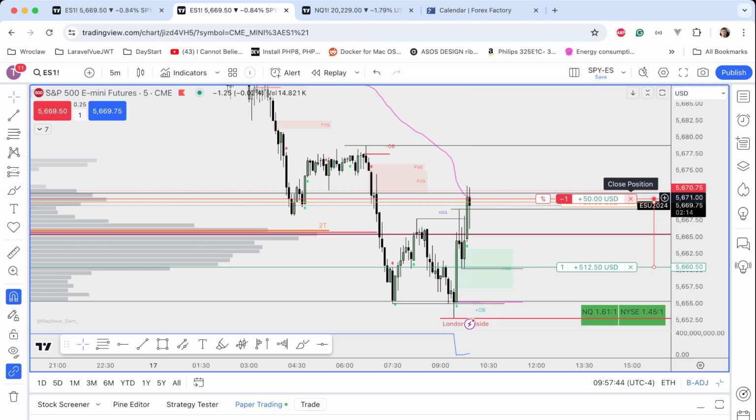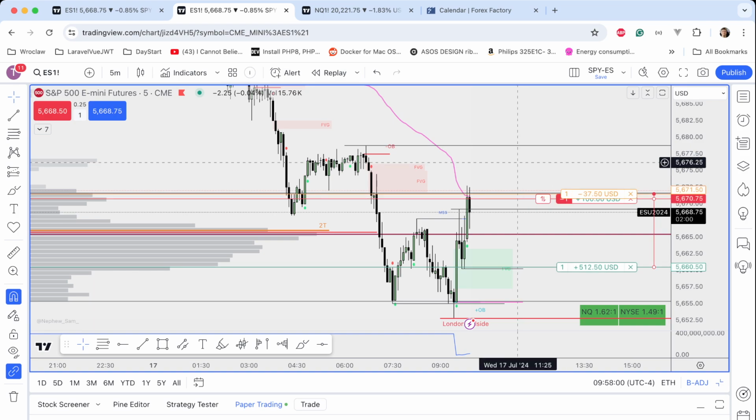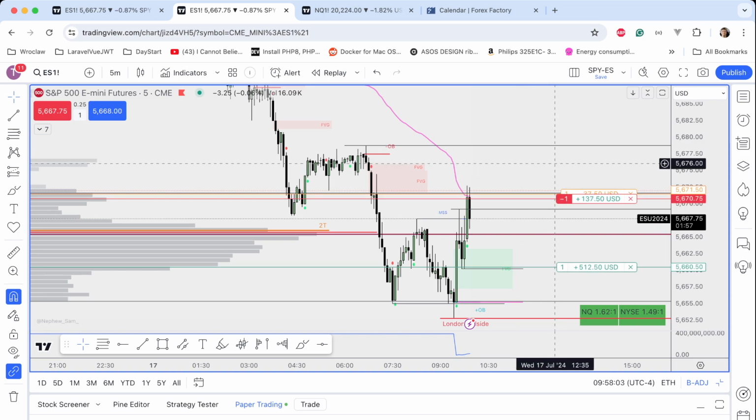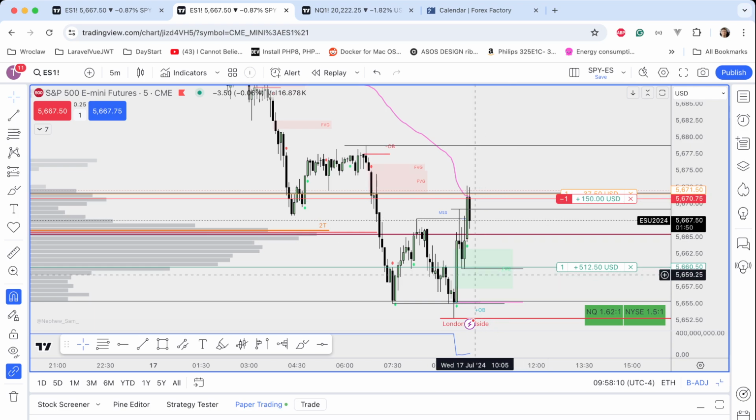Yeah, I think I'm going to be stopped. Let's give him a little bit of space. Let's not be so greedy. Give him a little bit of space, because they still have got that liquidity down here to collect.